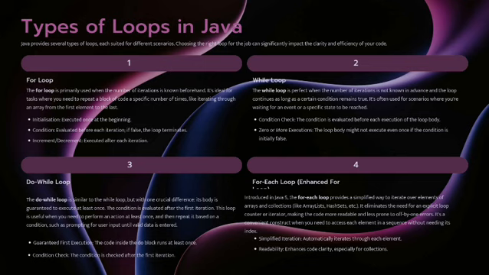Another one is for each loop. It is introduced in Java 5. The for each loop provides a simplified way to iterate over elements of arrays and collections, like array lists, hash sets, etc. It eliminates the need for an explicit loop counter or iterator, making the code more readable and less prone to off-by-one errors. It's a convenient construct when you need to access each element in a sequence without needing its index.